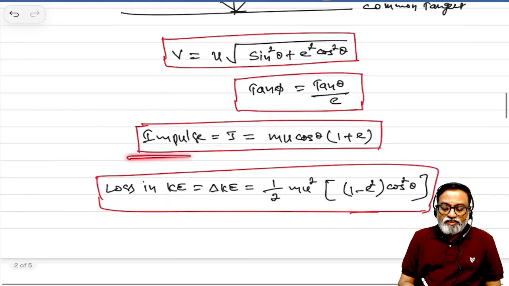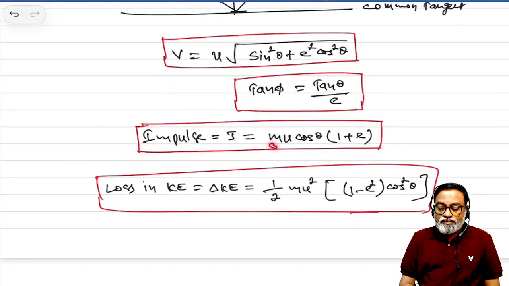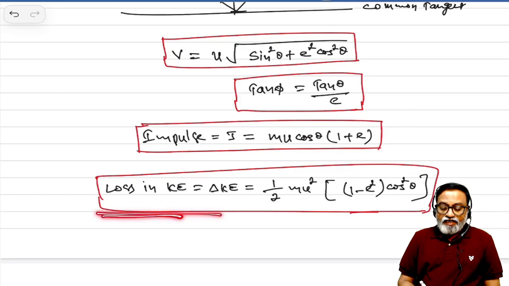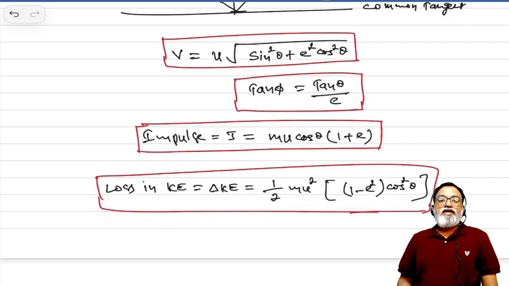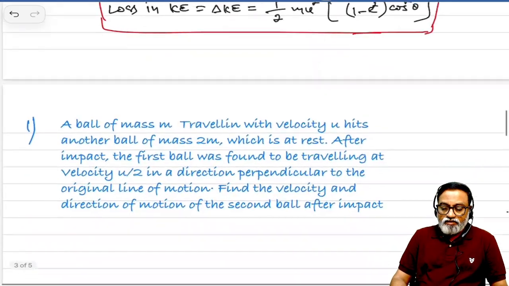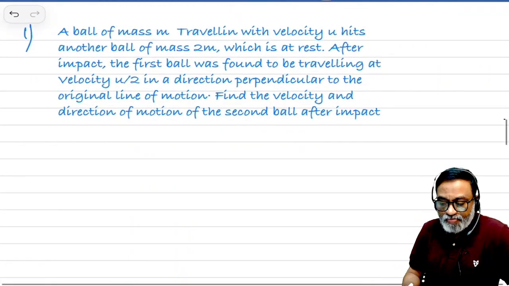Here also, impulse is equal to change in momentum, that is m u cos theta into (1 plus e). And loss in kinetic energy is half m u square into (1 minus e square) into cos square theta. These are the formulas for collision in 2 dimensions, case 2. See, here are some problems.